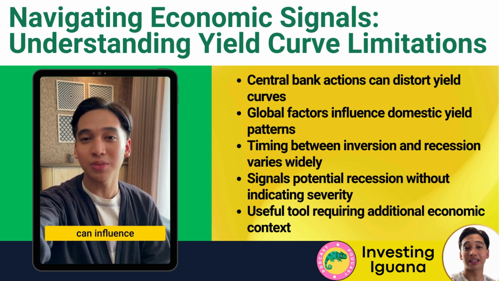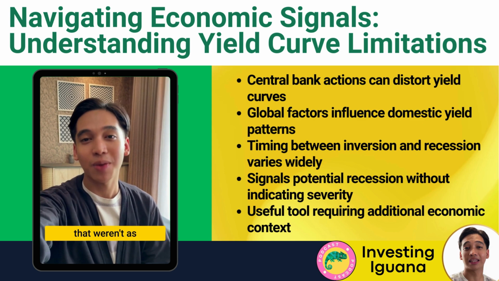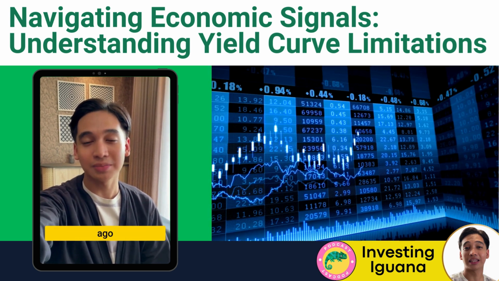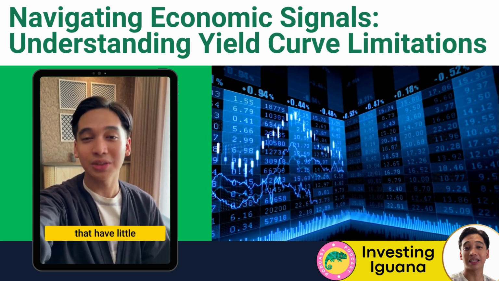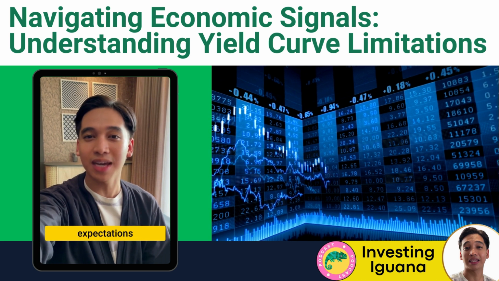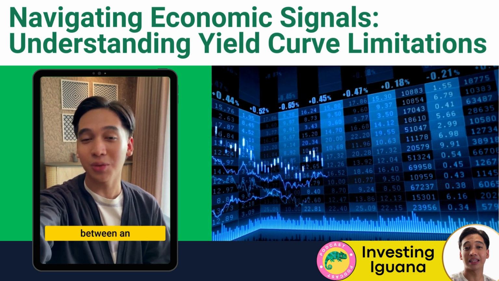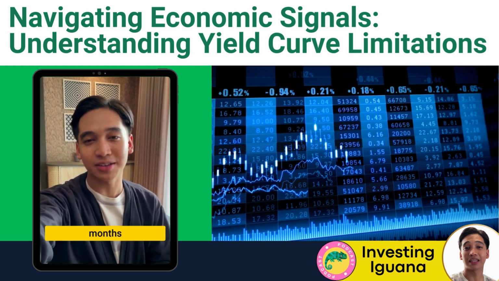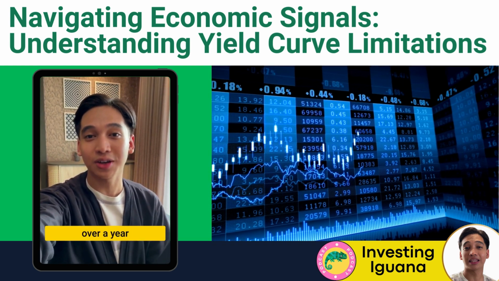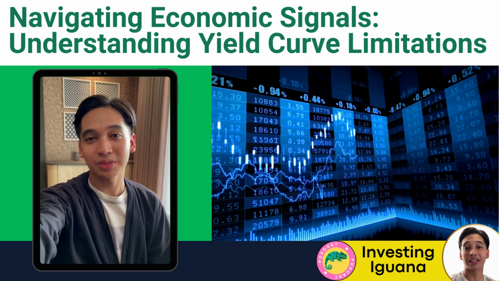Global factors can influence domestic yield curves in ways that weren't as common decades ago. International capital flows can push yields in directions that have little to do with domestic economic expectations. The timing between an inversion and a recession can vary widely. Sometimes it's months, sometimes it's over a year. This makes it difficult to use for precise market timing.